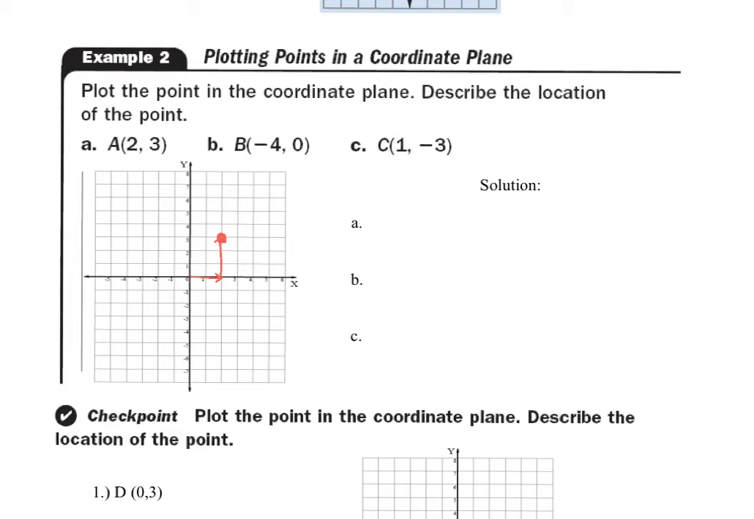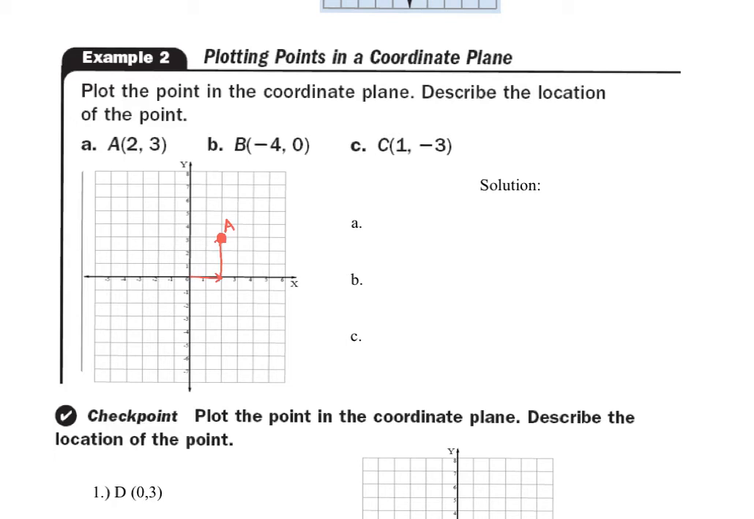Notice that I am counting the lines, not the boxes. So you count over 2 lines, up 3 lines, and where 2 and 3 intersect, that's where this point goes. Because we're going to be putting more than one point on this graph, we want to make sure we label which is which. So I'm going to put a little A next to that to show that that's point A.